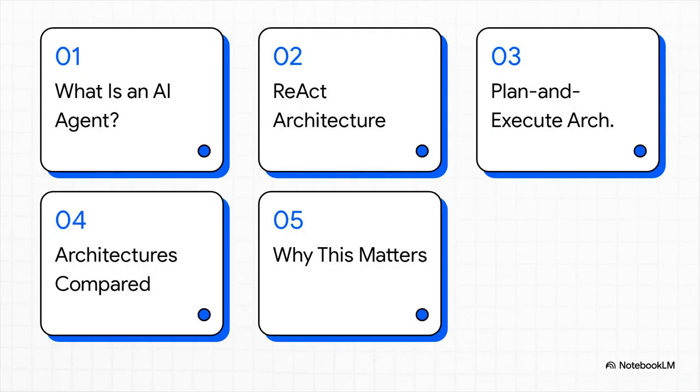Okay, so here's our game plan. First, we'll cover the basics. What is an AI agent? Then we'll jump into two really different thinking styles, the React architecture and the plan and execute architecture. We'll put them head to head. And then most importantly, we'll talk about why any of this actually matters.